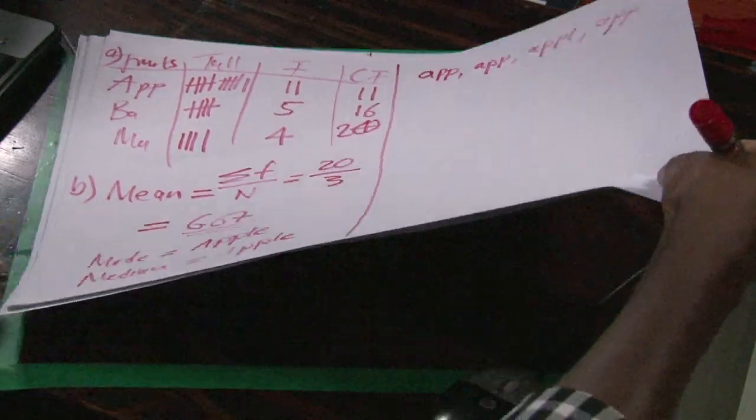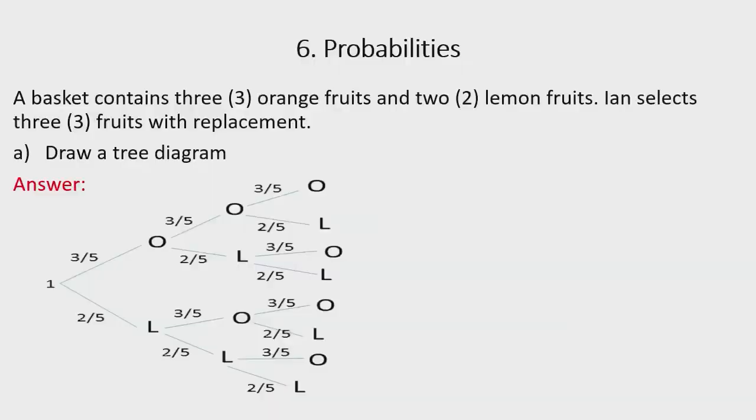Let's look at probabilities. Probabilities, basically looking at the possibility of an item occurring or an occasion occurring. A basket contains 3 orange fruits and 2 lemon fruits. Ian selects 3 fruits with replacement. With replacement, meaning these 3 fruits were chosen as he takes one, he looks, is it an orange or is it a lemon? He puts it back, then takes another one, he looks at it and puts it back, and takes the third one again and looks and puts it back. That's now by replacement or with replacement. The question is, draw a tree diagram. How do you do that?